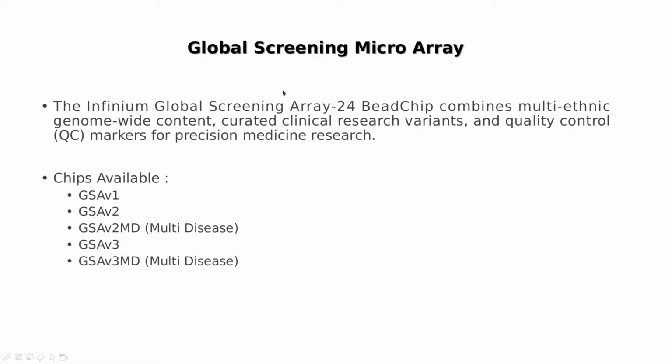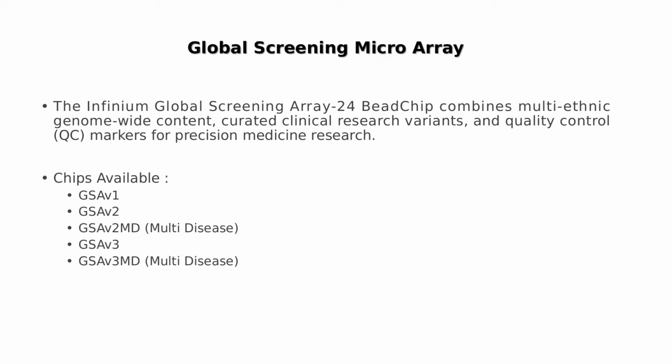Global screening microarray. So basically it is an Illumina product in which Infinium global screening array 24-bit chips. In a single chip you can upload only 24 samples. These chips are available in 5 variants: GSA version 1, version 2, version 2 plus MD, version 3, version 3 plus MD. Every GSA version has a different number of SNPs.